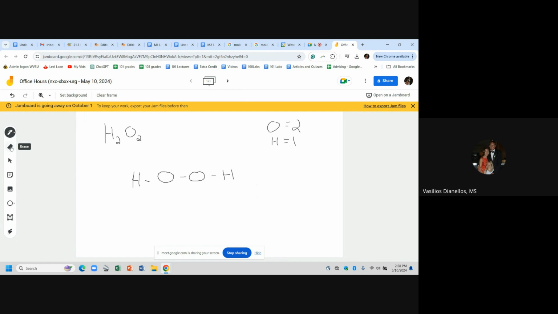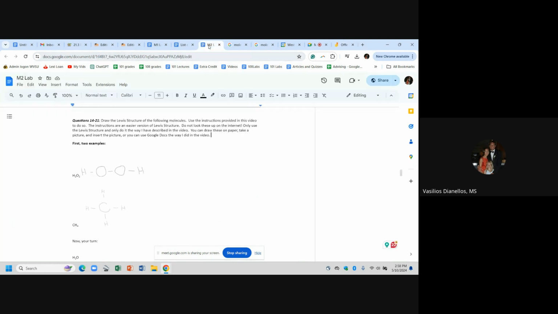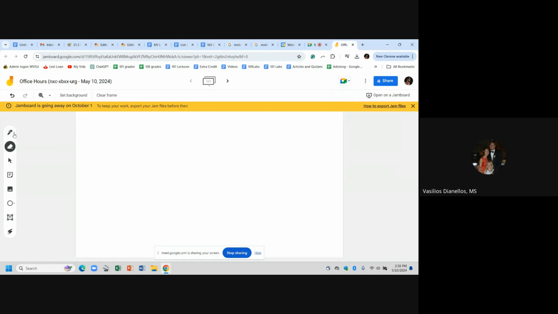Now, let me start completely over. Let's look at another example. Go back here. The next one is CH4. This is methane, a very simple example. So again, you don't have to write out the formula. They're already given to you, but I'm going to go ahead and write mine out so I know what I'm working with. CH4. There we go.